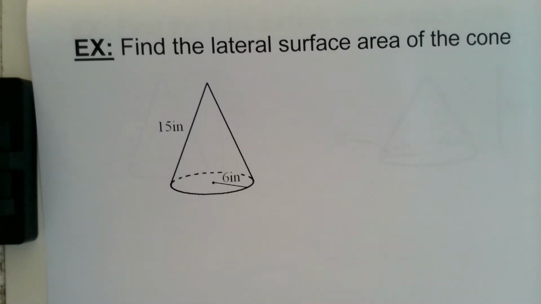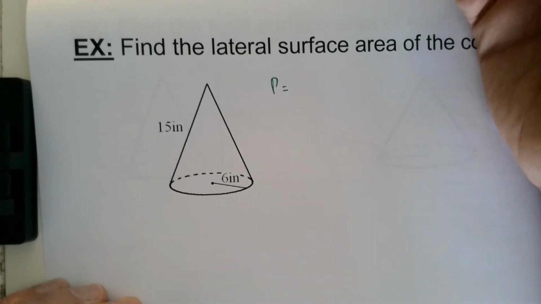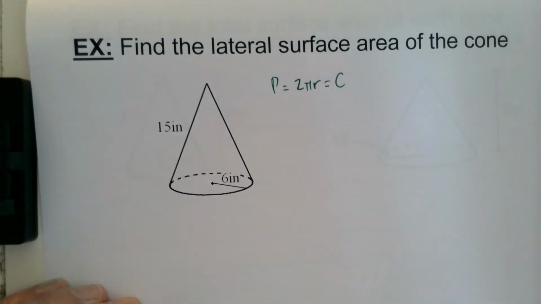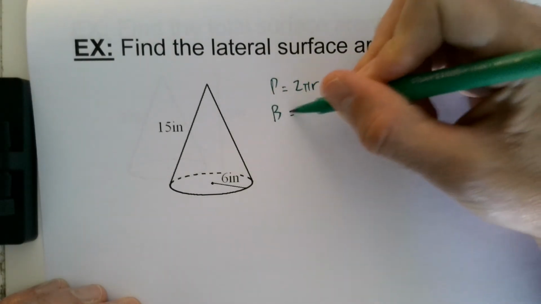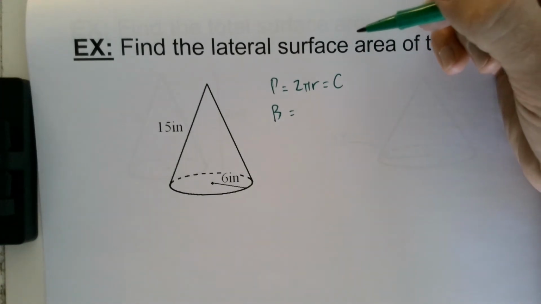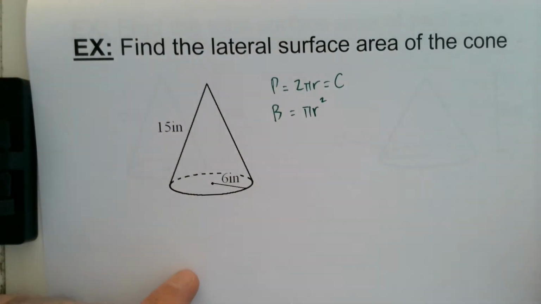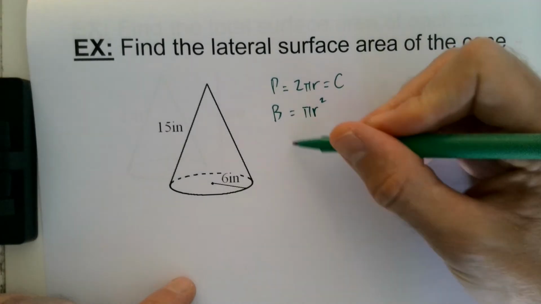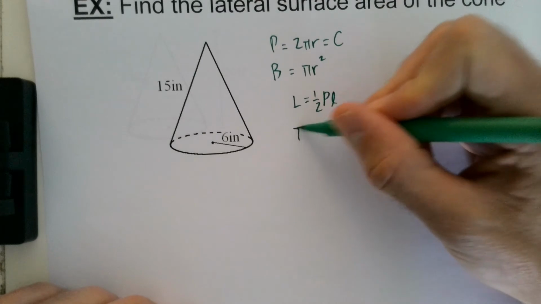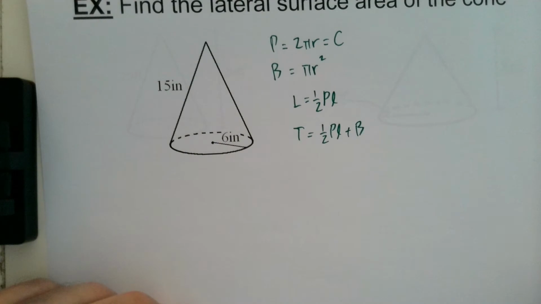So when you're finding your perimeter, instead of just using a formula for a different polygon, you're going to have 2 pi r, because that's the same as circumference. And when you're finding your area of your base, instead of 1/2 base times height or 1/2 perimeter times apothem or side times side, it's going to be pi r squared. Other than that, it works exactly the same. We're still going to do lateral is 1/2 perimeter times slant height, and total is that thing plus the area of the base. So we need to figure all that stuff out.